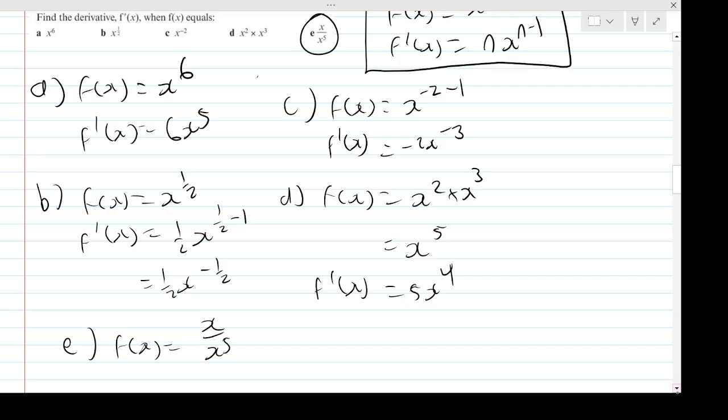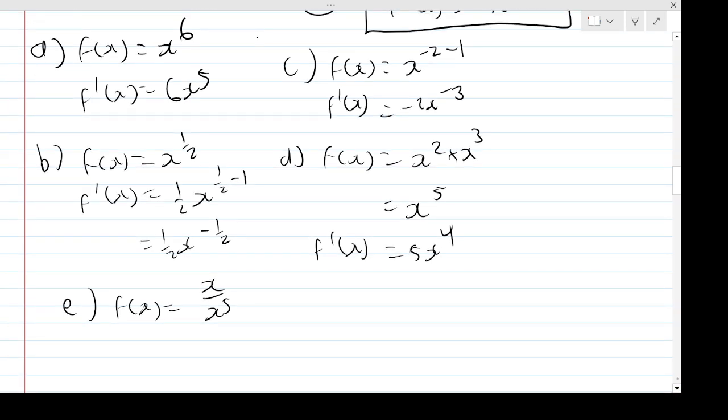Well, again, I only want x as a single power. I have 2 x's here, so I'm going to need to simplify, right? I can use index laws. So again, this is x with a hidden 1, right? So then I can subtract the powers because we're dividing. So it's going to be x to the 1 minus 5. That'll be minus 4, okay?